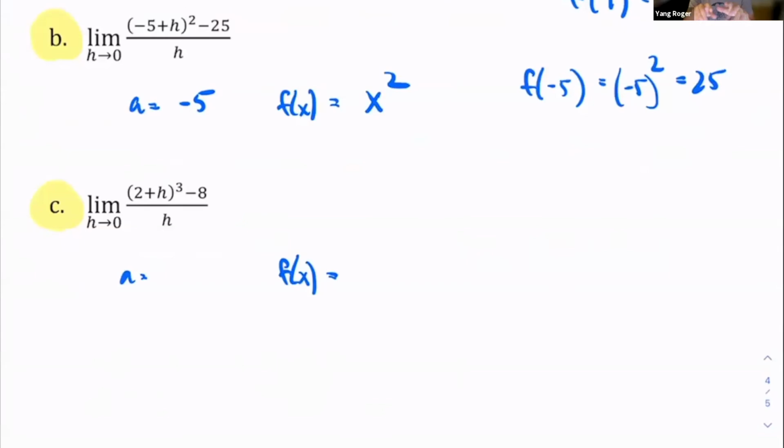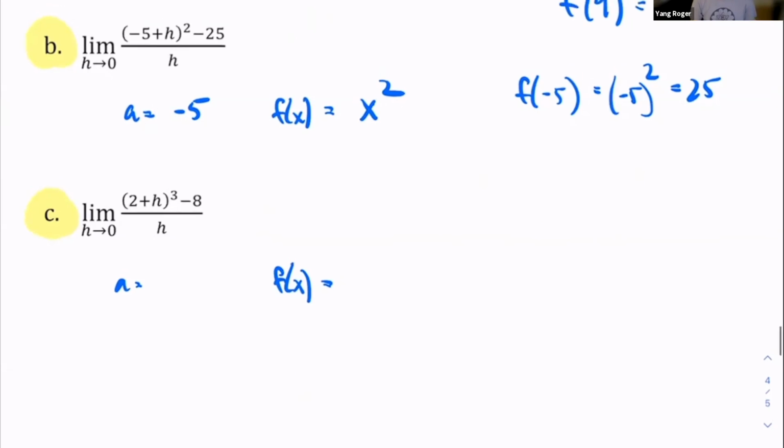So type your answer in the chat box and I'll count it down, okay? A equal to, f of x equal to. Let's count it down. Ready? 3, 2, 1, enter. All right. Looks good, Ian. Looks good, James. Terry looks good. Jasper looks good. Kenneth looks good. Ashley looks good. Aaron looks good. Great. All of you look good.